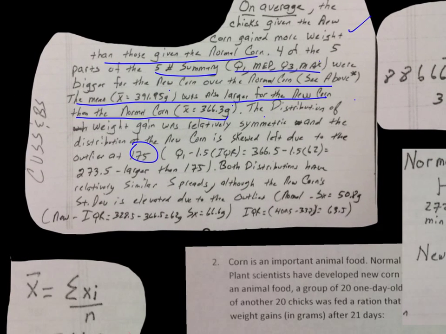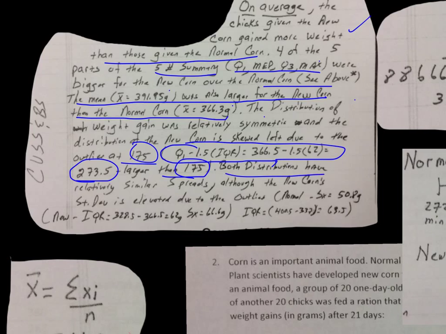Okay? Now, it does go on to say this. The distribution of weight gain was relatively symmetric, and of course the new one was skewed to the left. It went on to say, notice this right here is proving that there is an outlier. So by doing this right here and plugging in your information, anything less than 273.5 is an outlier, and it's larger than 175. So we just proved that 175 was an outlier.